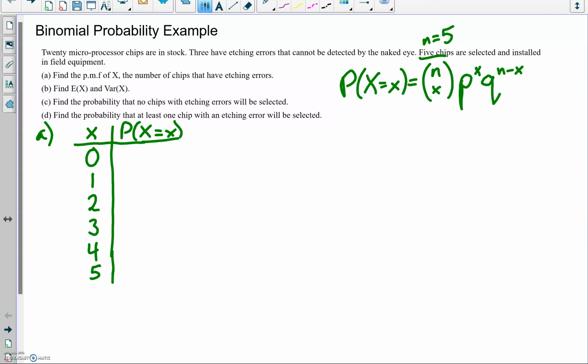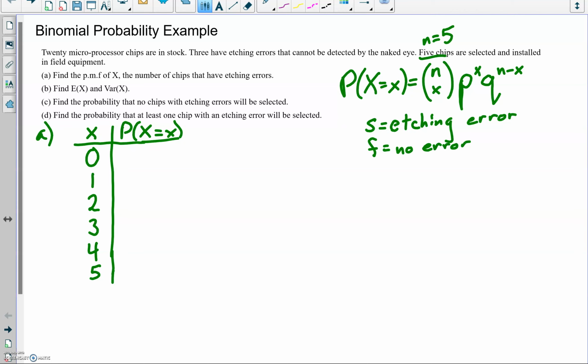So let's take a look at the 0. So for 0, that means I'm selecting no etching errors. And if we use this S for success, which is actually an etching error, so I'm going to go ahead and just put that in instead. It's weird again that an error is successful, but that is the trait they're successfully trying to select. And then a failure is no error.